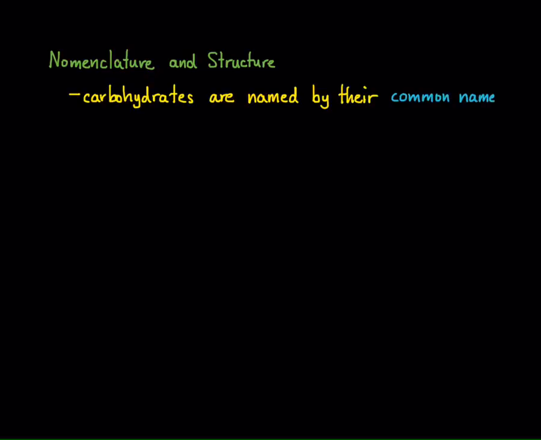The first thing that we need to understand when we talk about carbohydrates certainly is the nomenclature of them and their structure. So the first thing that we learn about carbohydrates is they are typically named by their common names. The IUPAC names are a little bit too complicated, and when chemists were originally discovering them, they basically gave them common names to make it easier for them to remember.